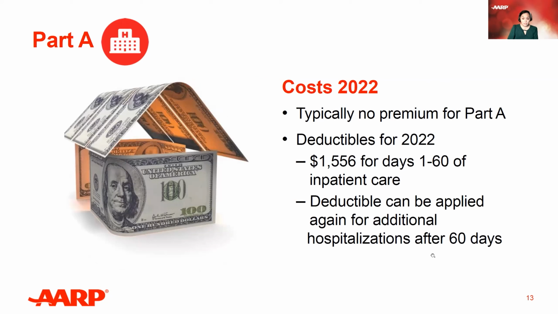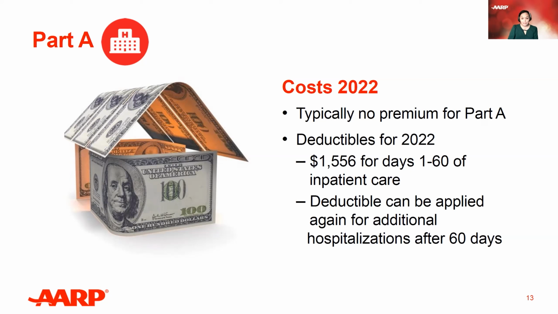The Part A costs for 2022: typically there's no premium for Part A, but there are deductibles. The deductible for this year is $1,556 for days 1 through 60 of inpatient care. The deductible can be applied again for additional hospitalizations after 60 days. So Part A does have this deductible, and there's also coinsurance in addition to the deductible. Once the deductible is met, there's this deductible in 2022 for inpatient costs for each benefit period.